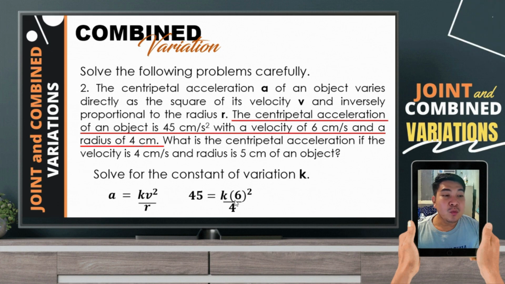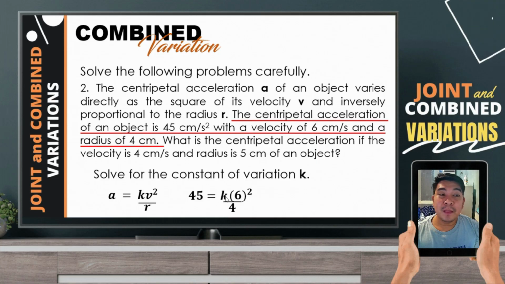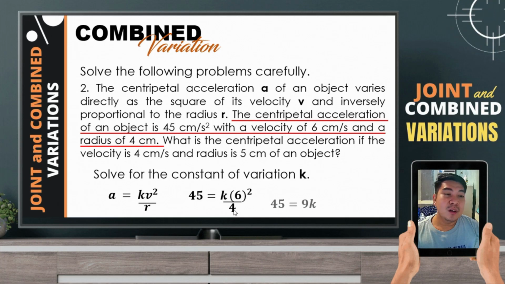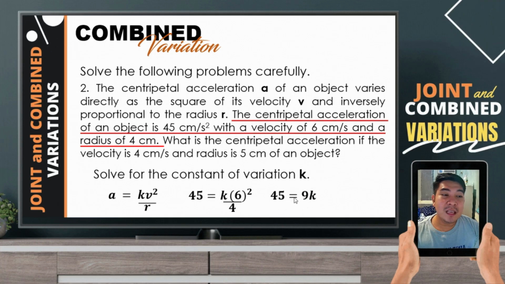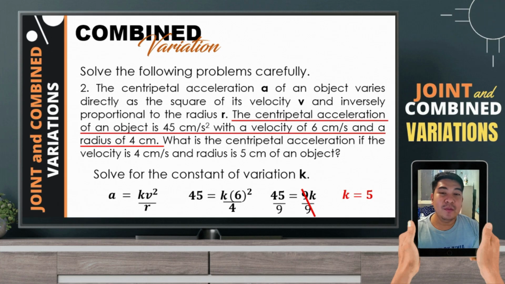Then, we need to simplify. 6 squared is 6 times 6, 36. 36 times k will be 36k. 36k divided by 4 will be 9k. So therefore, we are given now 45 is equal to 9k. We only need the value of k, so there is a need for us to divide both sides of the equation by 9. 45 divided by 9 is 5. 9k over 9 is k. So therefore, the value of k is equal to 5.